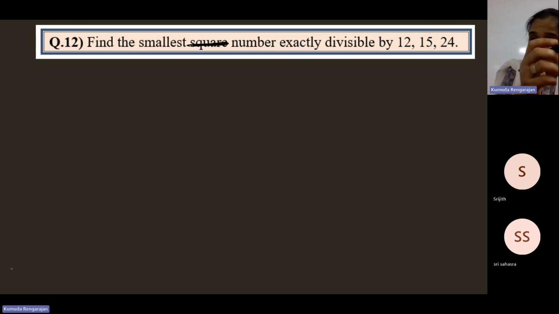So you must find the smallest number exactly divisible by these three, the LCM. If the LCM is a perfect square, that's the answer. But if the LCM is not a perfect square, then that's not the answer. You should find the closest perfect square, and that's the required number. So we'll see how to do that.